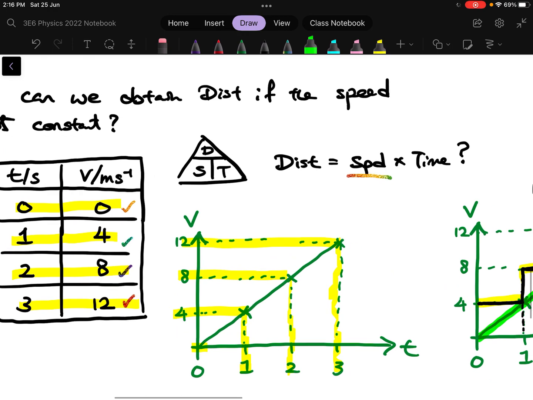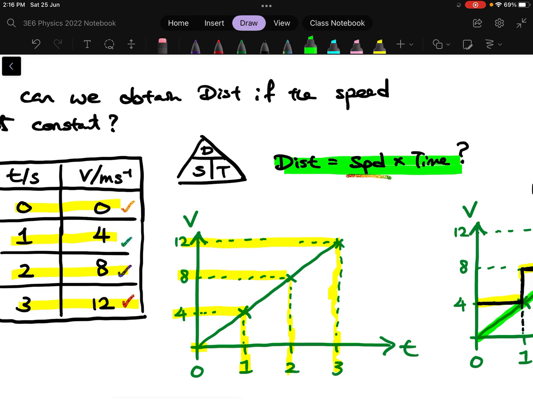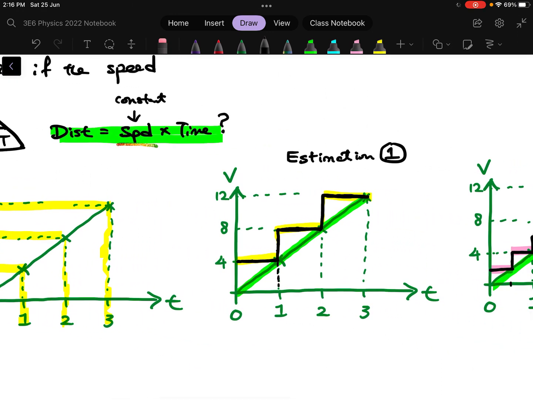Well, remember what we have done at the beginning. We said that distance can be equal to speed times time, provided that my speed here is constant, correct or not? So in estimation 1, how can I find the distance? I assume that speed is 4, and the time taken is 1 second. So I can take 4 times 1 to find the distance traveled in this estimation. 4 times 1 gives you what?